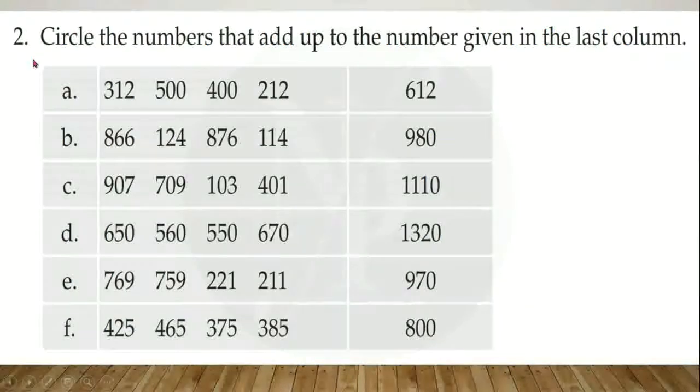Question number 2. Circle the numbers that add up to the number given in the last column. So here we have 3 columns, 1, 2, 3. In the first column we have the sub-question symbols, alphabets A, B, C, D, E, F. In the second column we have 4 numbers in each of these rows.